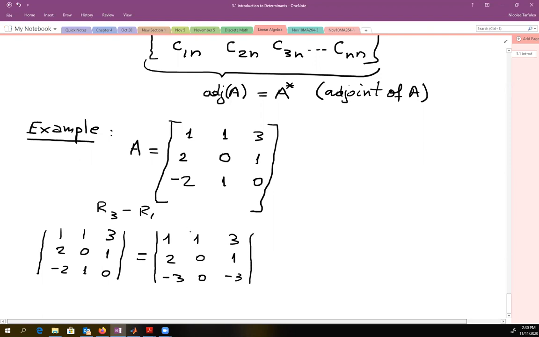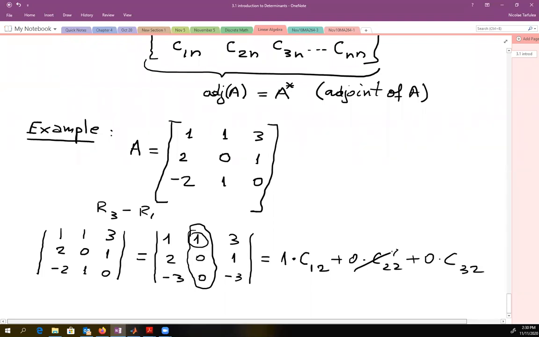I'm going to expand this determinant down this column, right? So this equals 1, this is the element 1, multiplied by this cofactor, C12. All the other cofactors are 0, right? Because you have 0 multiplied by C22, plus 0 multiplied by C32, third row, second column. So these are 0. So this is 0. This one is 0. And so all we have to compute is this one.